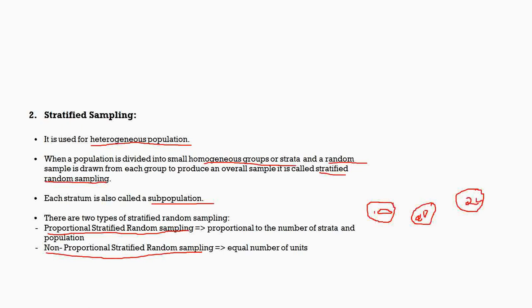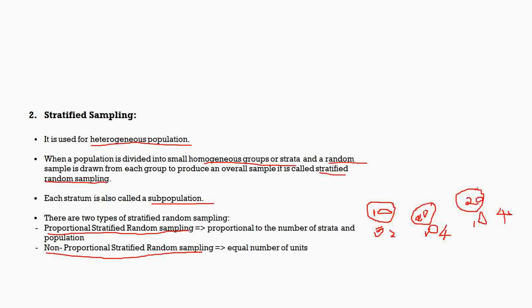Okay, so under the first one, the proportional stratified random sampling, what we do is we pick 5 from here. For example, this is just an example. We might pick 5 from here, 10 from here, and 10 from here as our sample. Or we might pick 2 from here, 4 from here, and 4 from here, in proportion to what the individual stratum has in total.